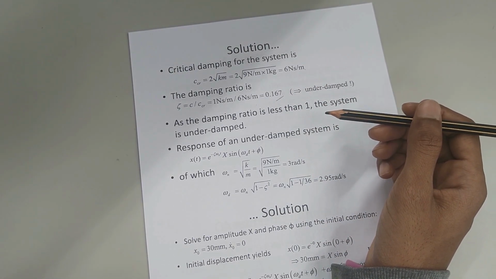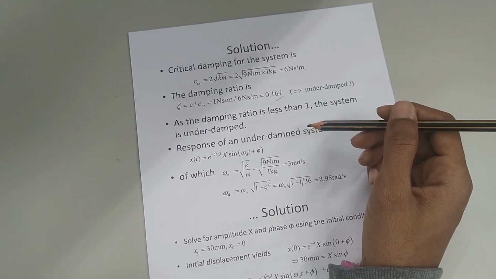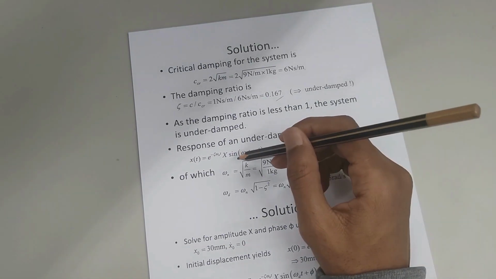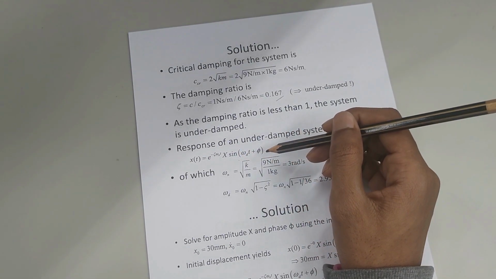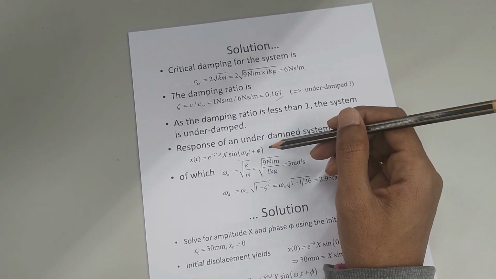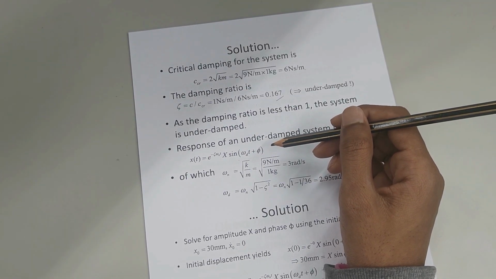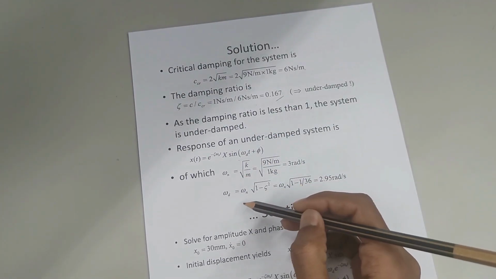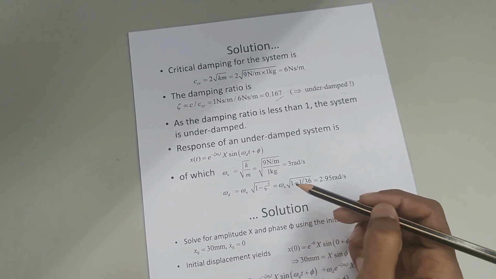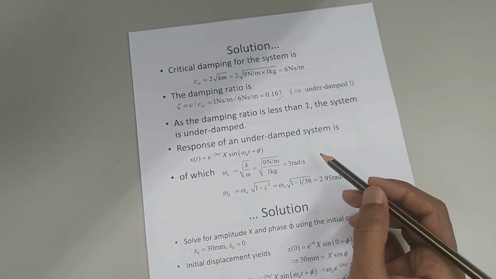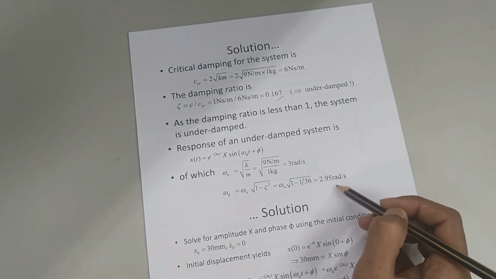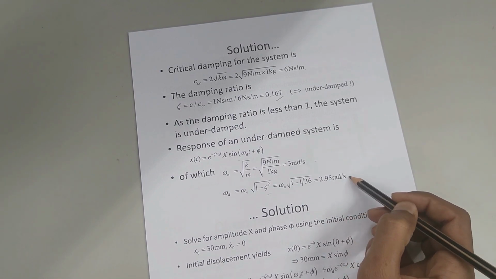So the response of the underdamped system is x of t equal to e to the power minus xi omega n t times X sin(omega d t plus phi), of which omega n is equal to root k by m, and omega d is equal to omega n times the square root of 1 minus xi squared. So you will get omega n equal to 3 radian per second, and omega d equal to 2.95 radian per second.